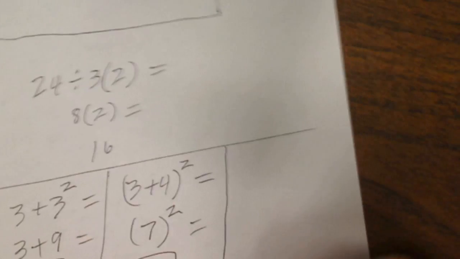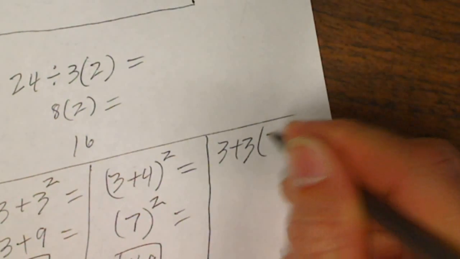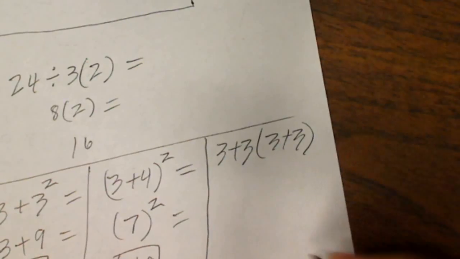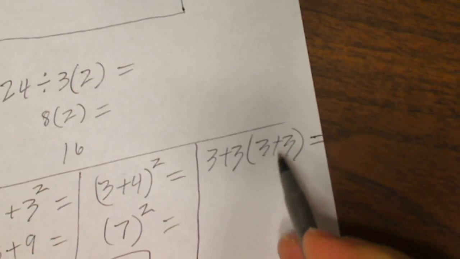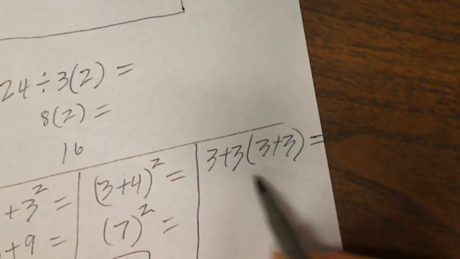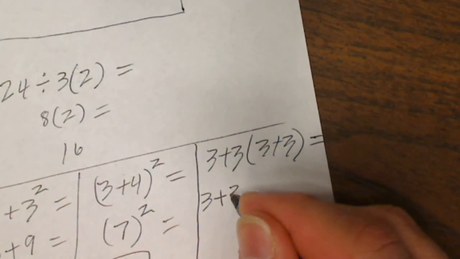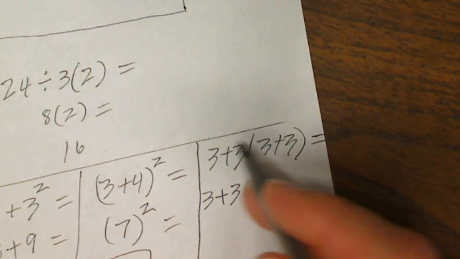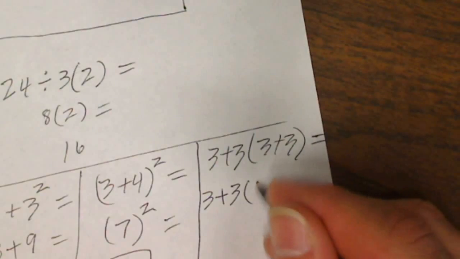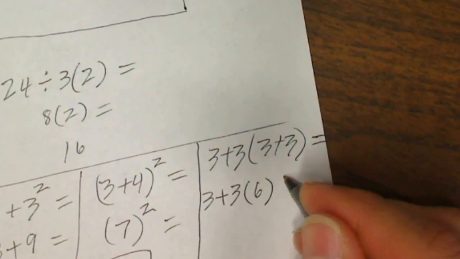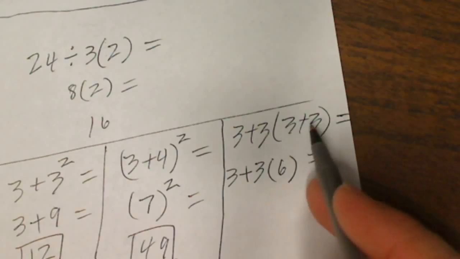The last example, 3 plus 3, open parentheses, 3 plus 3, close parentheses. What does the order of operations say? Work inside parentheses first. Copy down this 3, copy down the plus, copy down that 3, copy down the parentheses. Copy that down. Work inside the parentheses. 3 plus 3 is 6. Close the parentheses. Now what does the order of operations say? You can ignore the previous line.